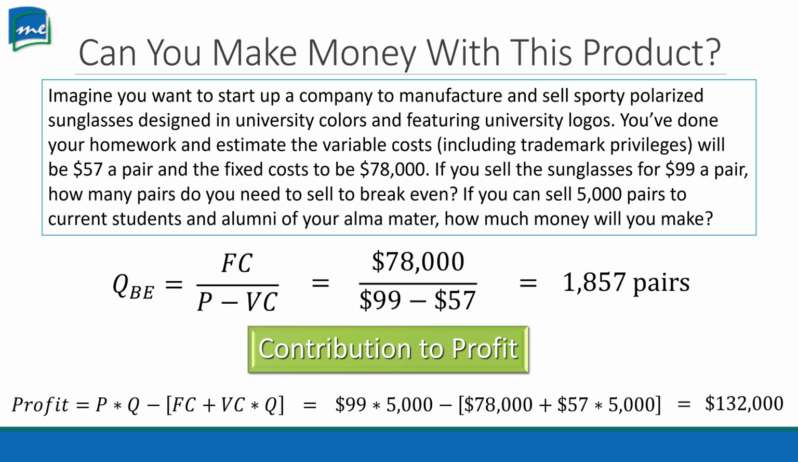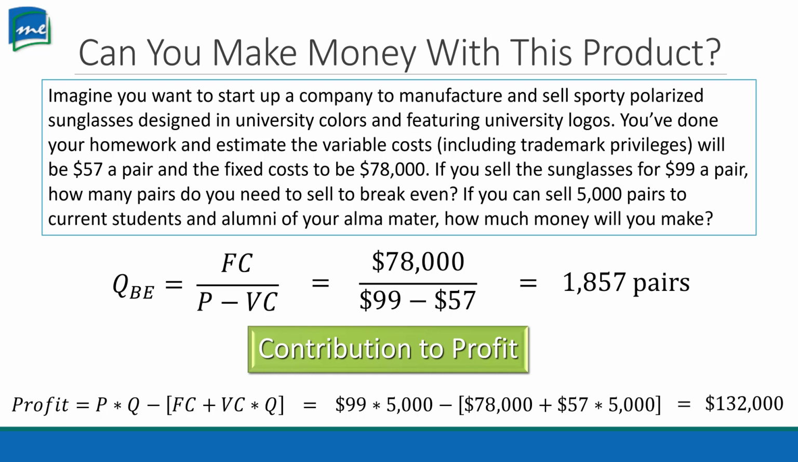Just to break even, we need to sell 1,857. So first we need to evaluate, can we sell 1,857? If we can't even do that, we're not even going to make any money. So we want to be able to ask ourselves, can we make 1,858 pairs? Because then we have the profit factored in, right? So we'd have a little bit of profit there.